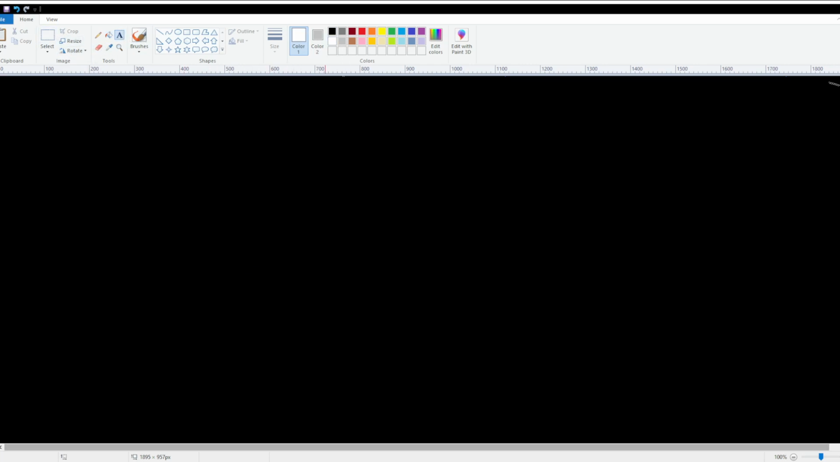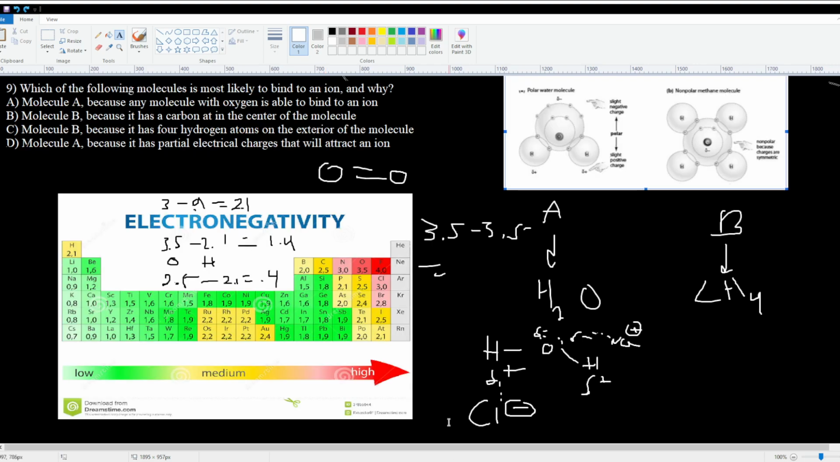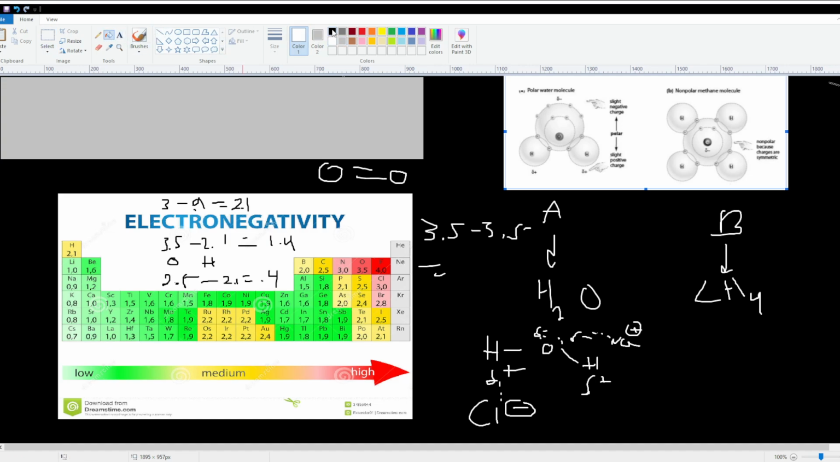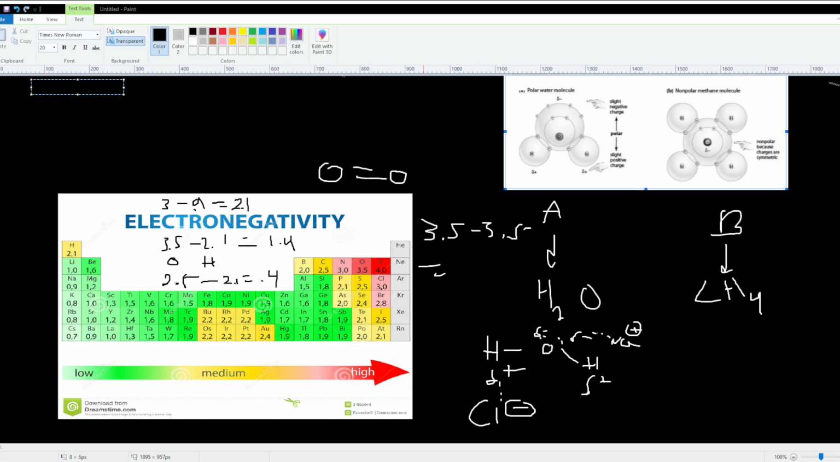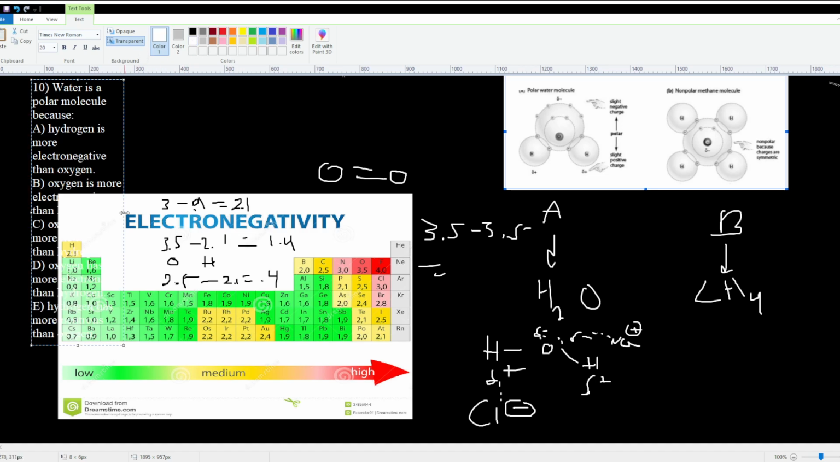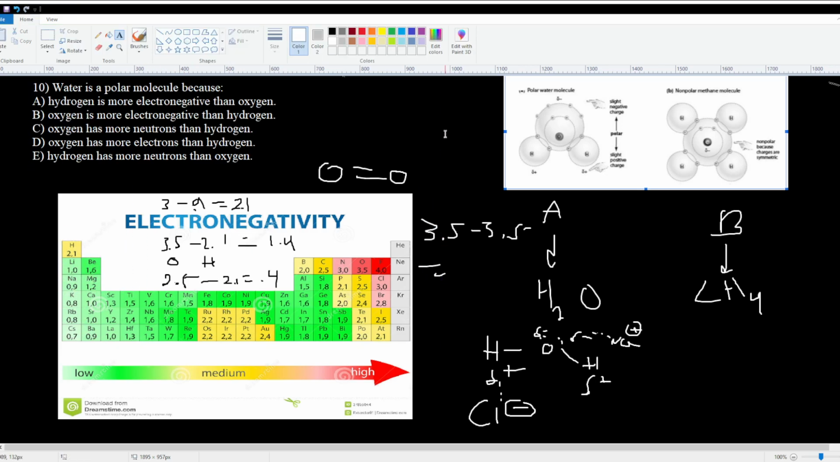So let's see. Okay, the next question. I'm actually gonna do this because I actually ended up needing this, right? Okay, so I'm just gonna erase this.